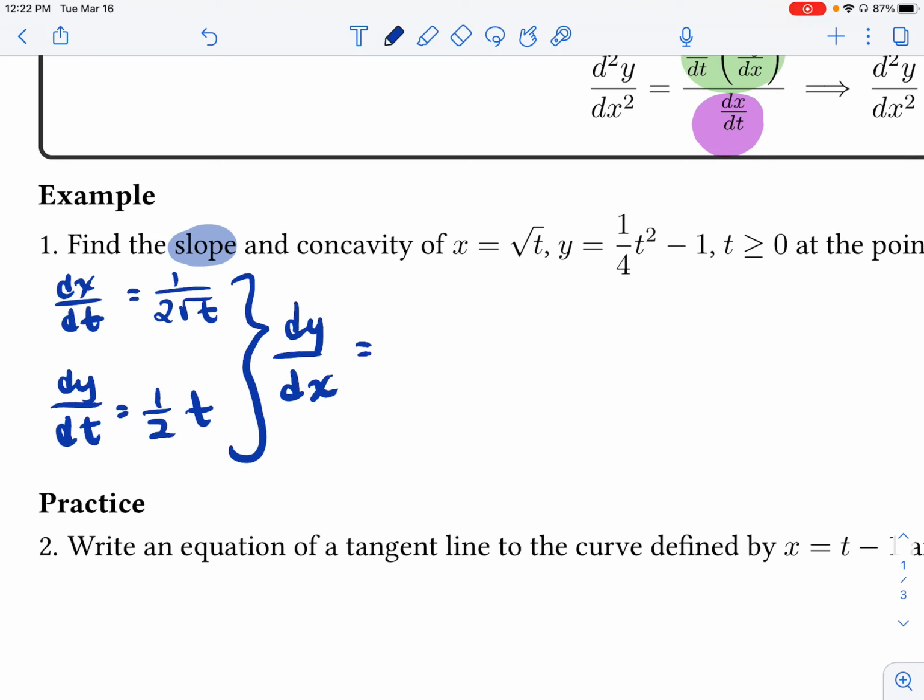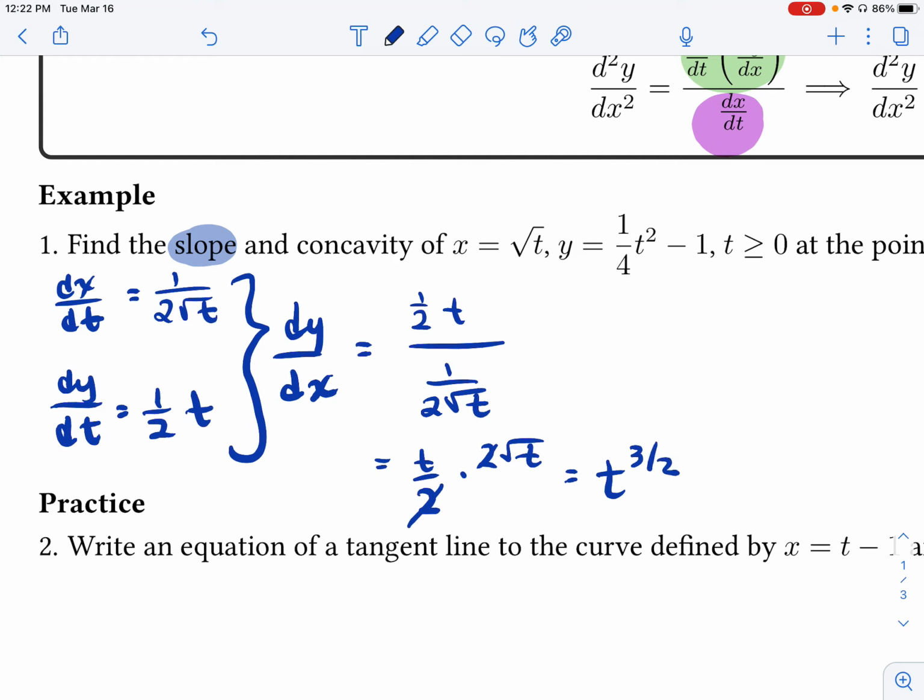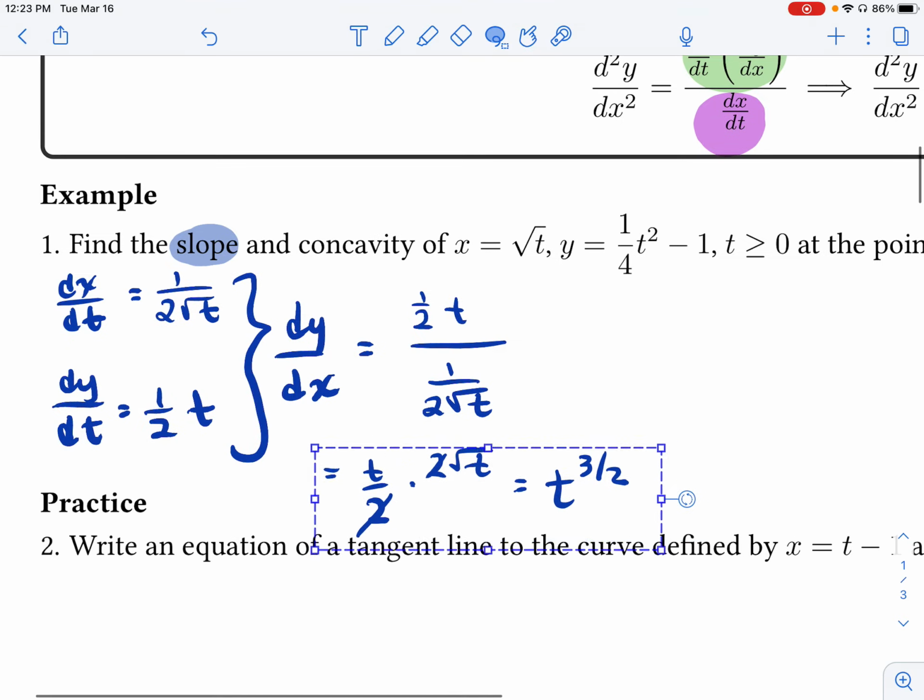So I can say 1/2 t, or t over 2, doesn't matter, all over 1 over 2 root t. Well, this can be rewritten as t over 2 times 2 root t. When we're dividing by a fraction, it's just multiplying by the reciprocal. And when we clean that up, that's just going to give me t to the 3/2 power. So that's going to be our slope, dy dx. And we can use that to evaluate the slope at any given point.